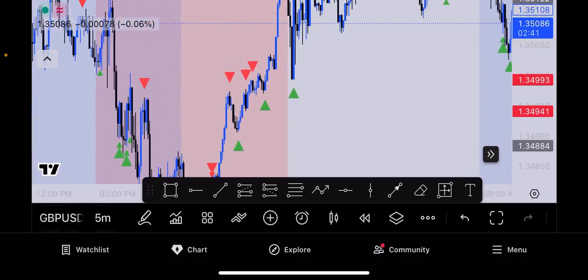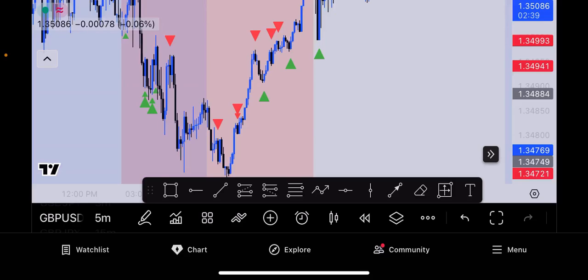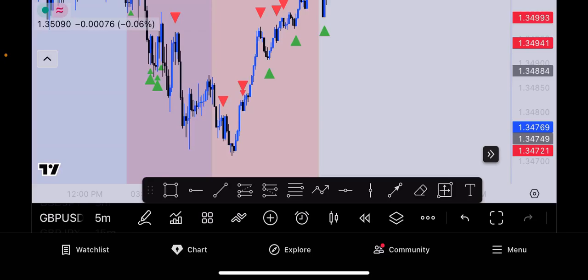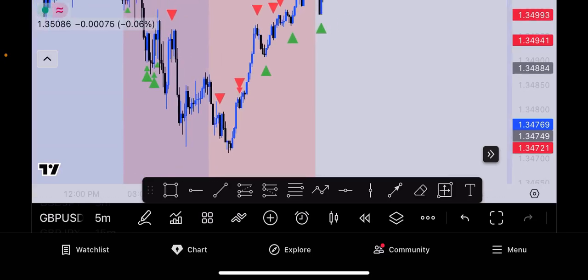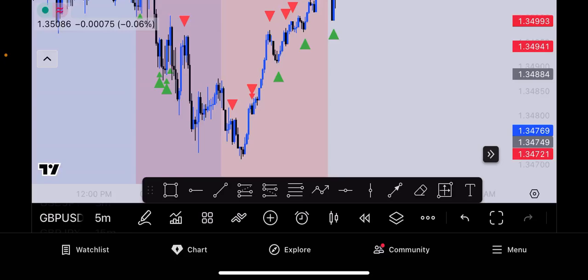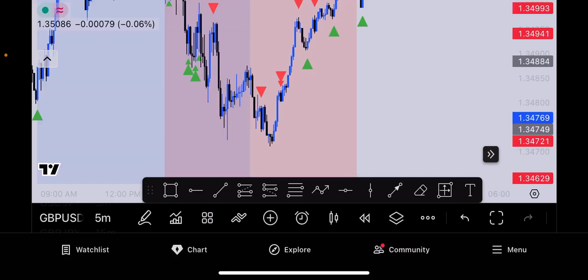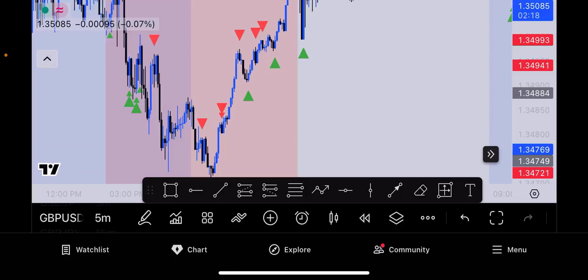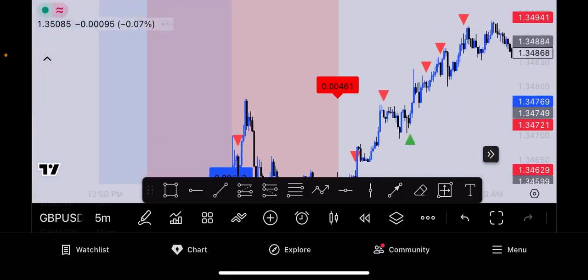Now, looking at this, this is the 5-minute time frame. What do we want to see on the 5-minute time frame? We are looking for the last high or low the price created before 8 p.m. in the evening, which is West African time. So this is what I'm talking about right here.